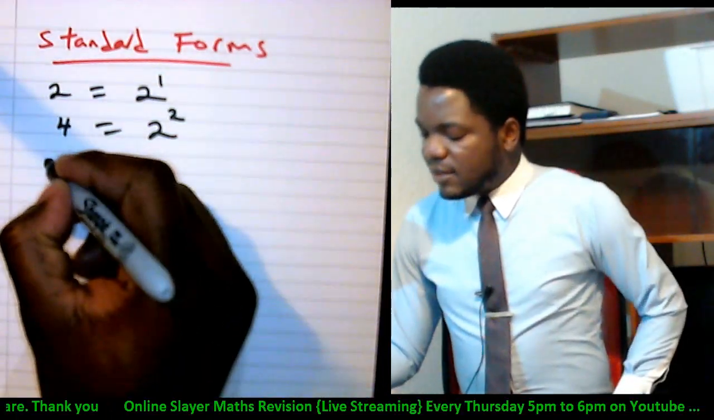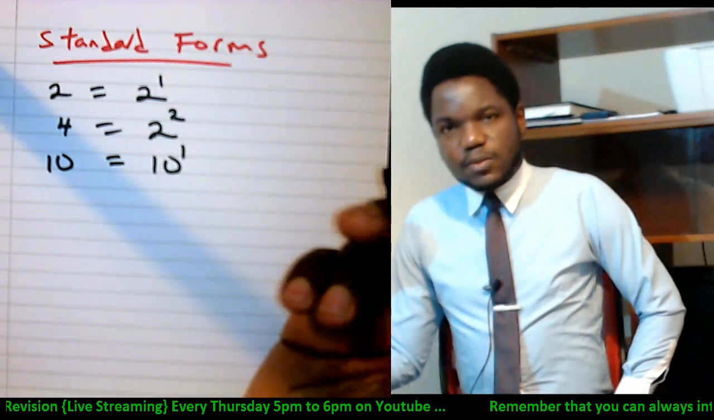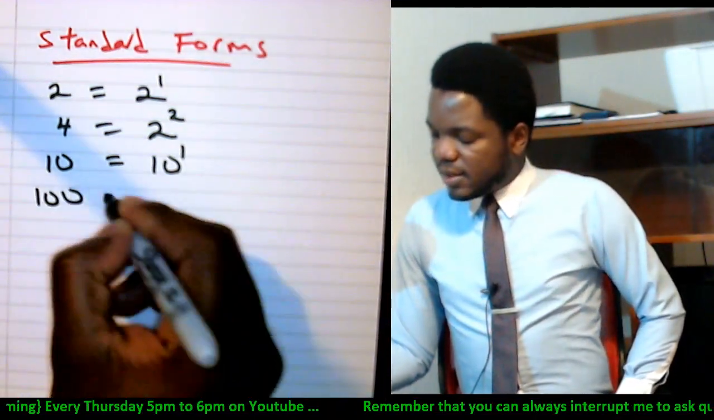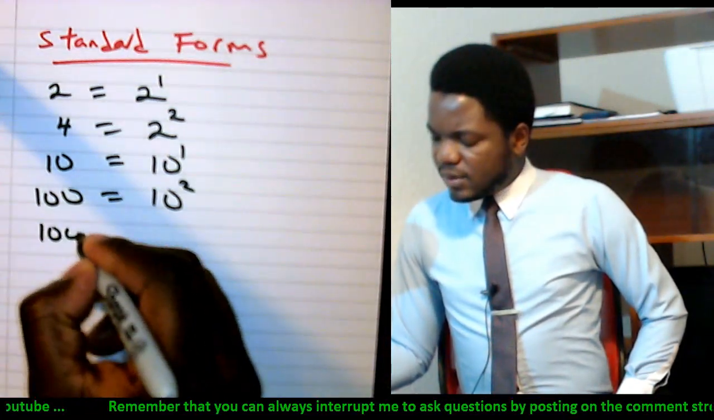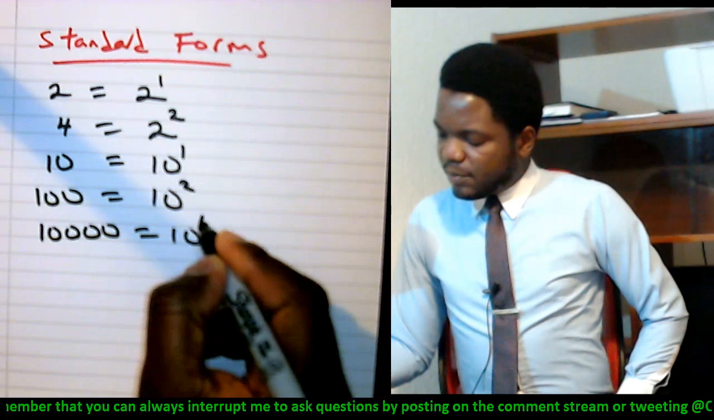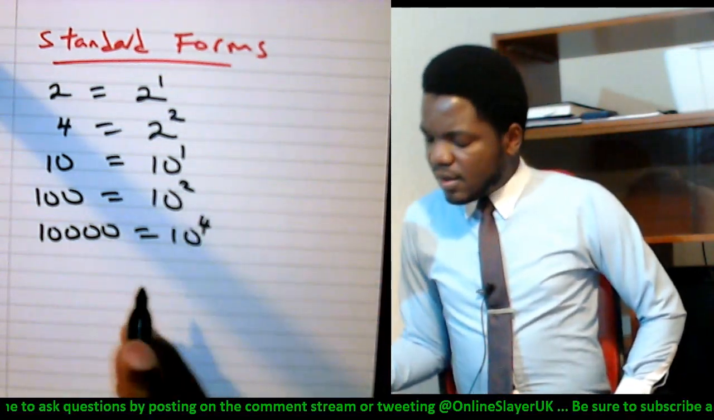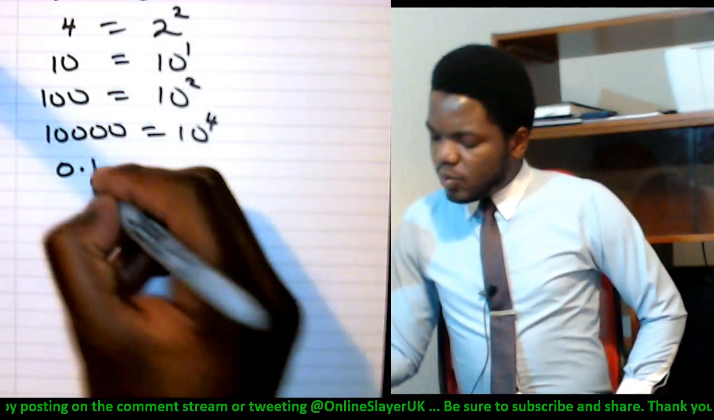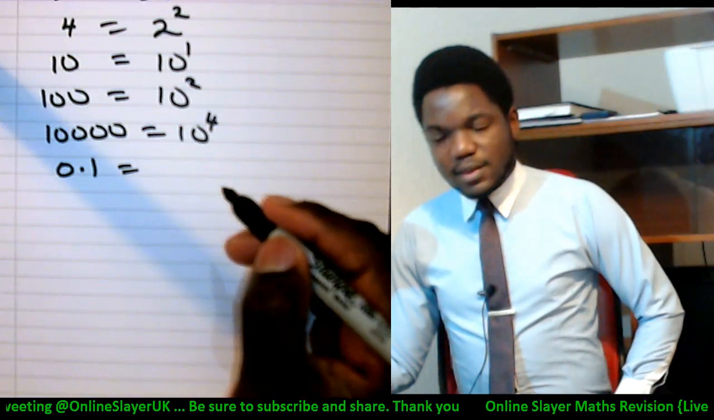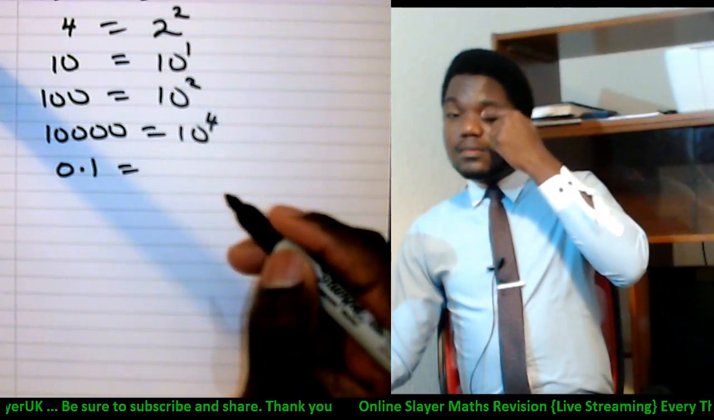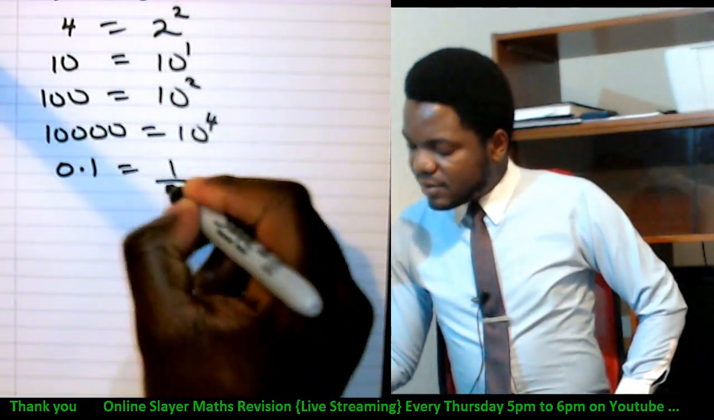But what if I said that 10 is equal to 10 to the power 1? Will you be surprised? No. 100 is 10 to the power 2. Would you be surprised? No. What if I said 10,000 is 10 to the power 4? Because there are 4 zeros. Would you be surprised? No. All right. 0.1. What will that be? Is it 10 to the power minus 1? Why is it 10 to the power minus 1? Why? Because this is the same thing as 1 over 10.